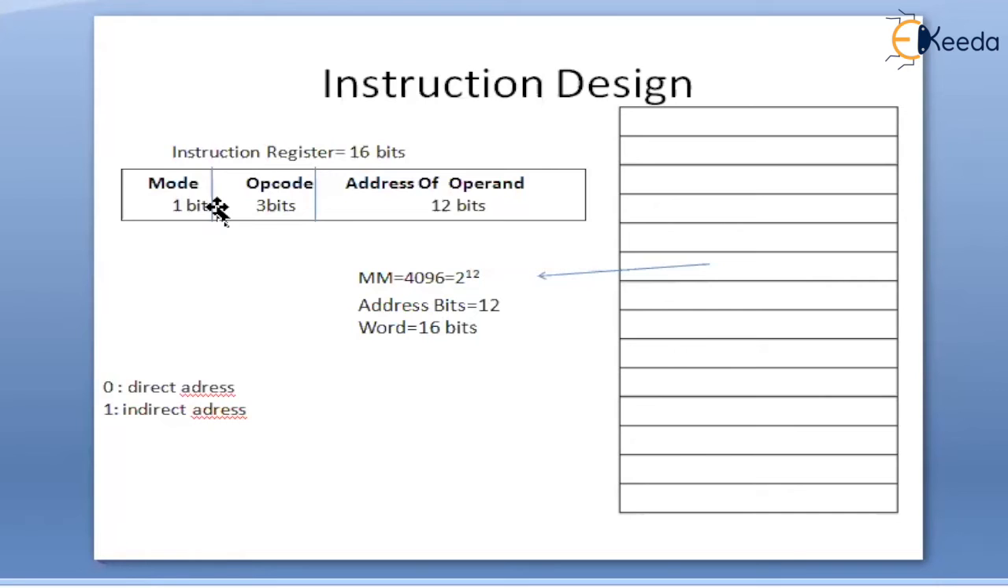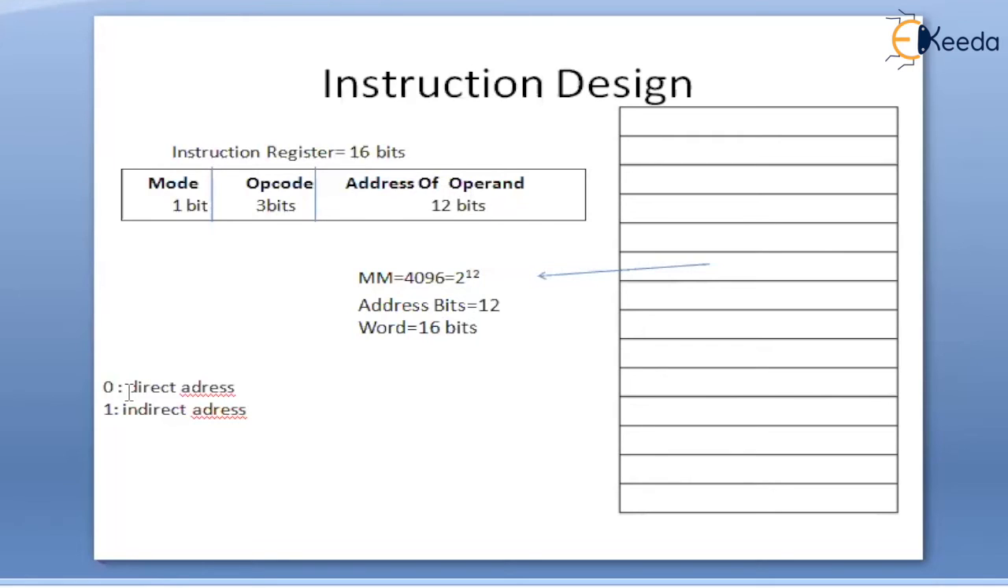By using one mode bit, I can have two modes. That is, when the mode digit is equal to 0, I have one mode. When the mode digit is equal to 1, I have another mode. Just try to understand what is 0 in the mode digit and what is 1 in the mode digit. Whether the mode digit is 0 or 1, it tells how the address of the operand is getting specified in this field.